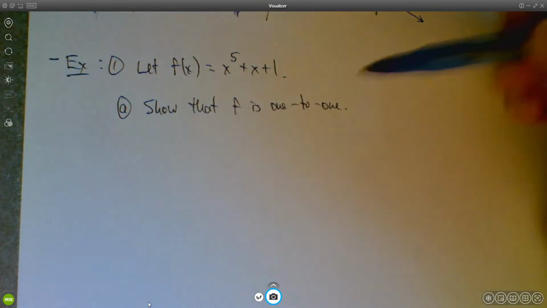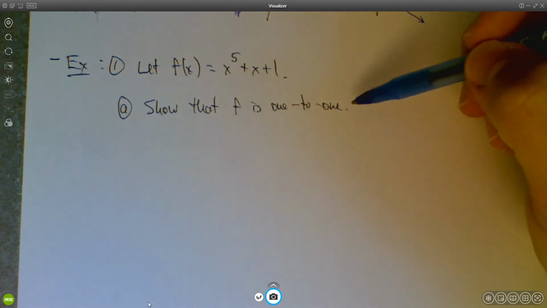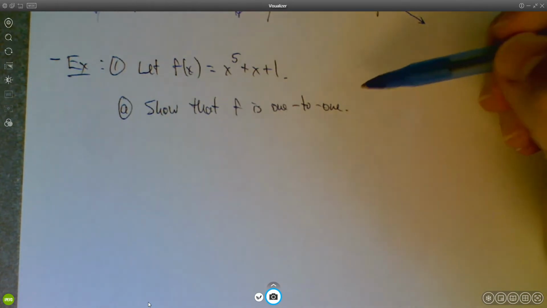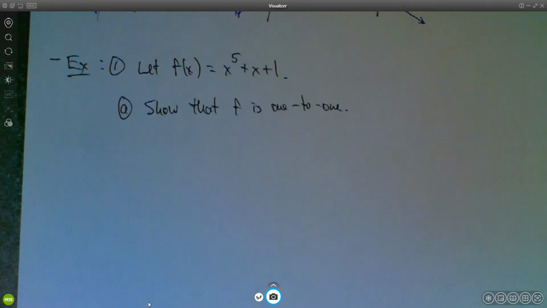Okay, so there are a couple ways you could approach this, right? One way that you can show that f is 1-to-1 is to appeal to the definition of what it means for a function to be 1-to-1. A function is 1-to-1 if f of b equals f of a implies that b equals a, right? That's not the approach that we're going to take here, though. That's one way that you could go about trying to show it.